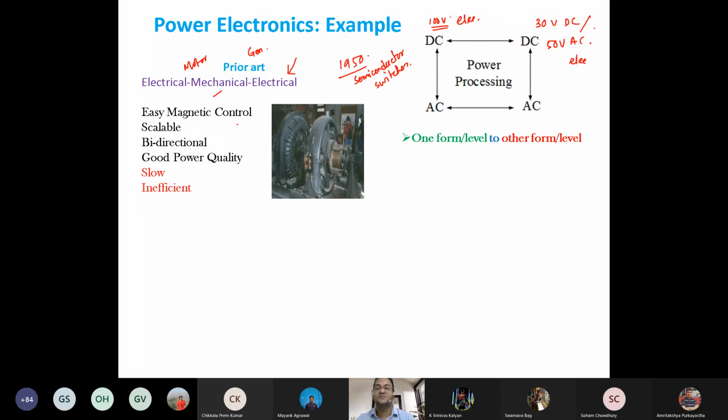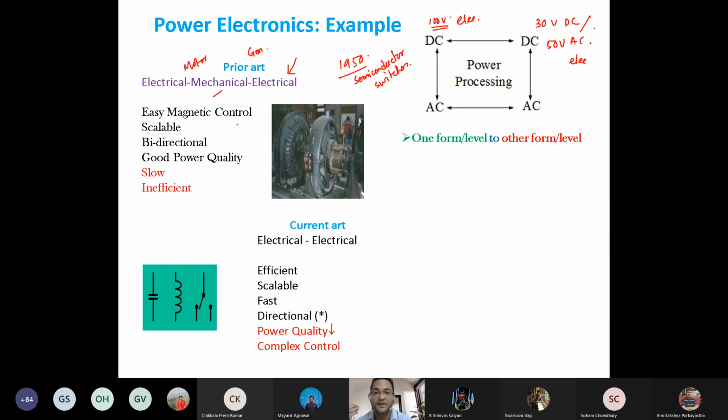This system used to be very bulky and noisy, rotating parts were involved, so a lot of maintenance issues. Those were the problems. But after power electronics came, we could convert electrical directly to electrical. And you will see that in this conversion process, we are mainly using only 3 types of elements. One is switches, different types of switches, then inductors, sometimes transformers, and then capacitors.